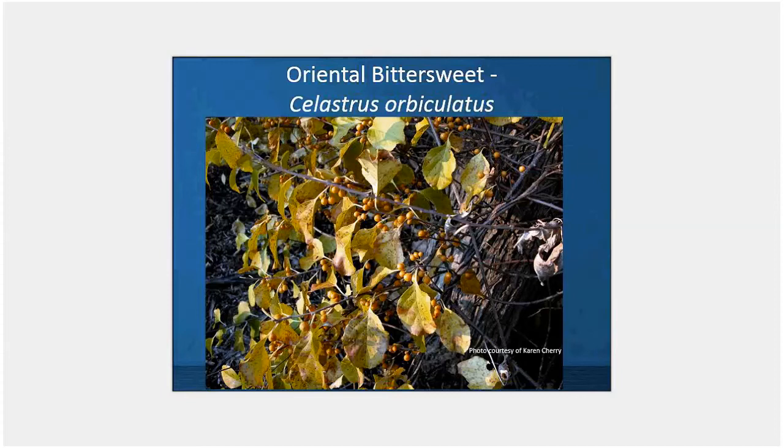And they're often noted for their yellow fruit. And the fruit, as you can see on this slide, occurs all along the stem. Now that's different than the American bittersweet, because with American bittersweet, the fruit and the flowers occur on the ends, or the terminal ends of the branches.